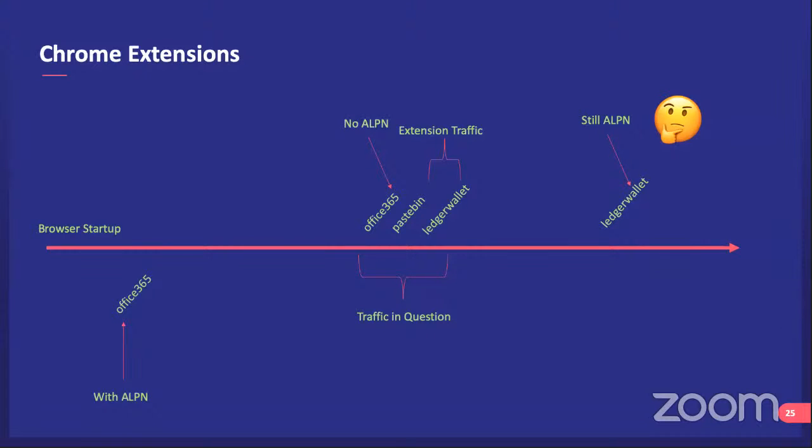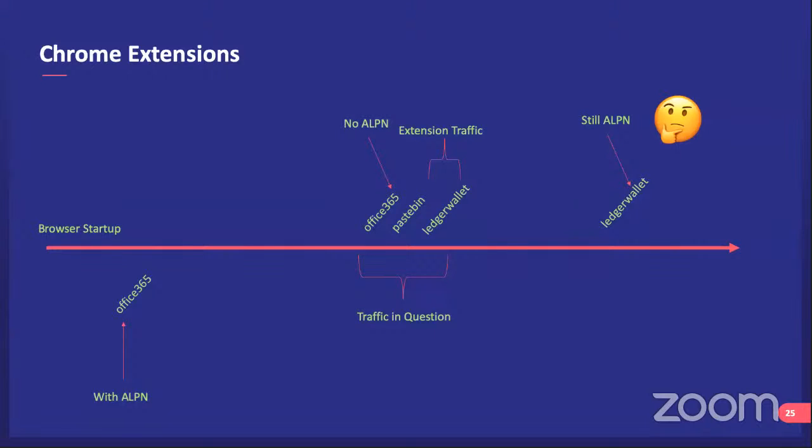I noticed that the Office 365 did not have an ALPN, and the extension traffic, the Pastebin and the Ledger Wallet, did. And the Office 365 was requested obviously earlier, between browser startup and when the traffic in question happened. And so that's why, at least that seems to be the case, no ALPN was requested a second time, because it already knew what protocols the server supported. So it didn't have to ask again, it was held in cache.